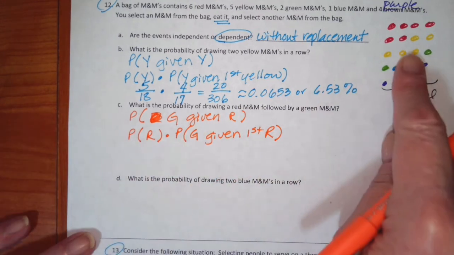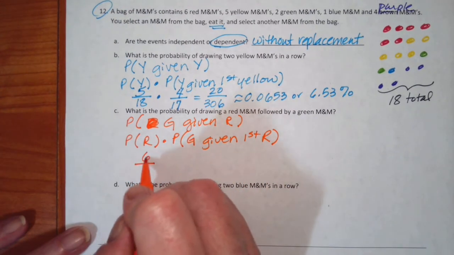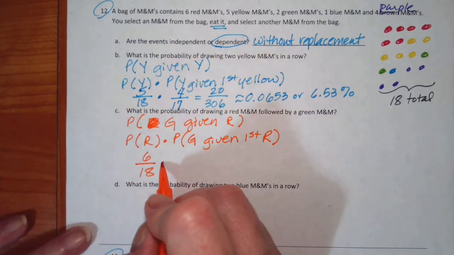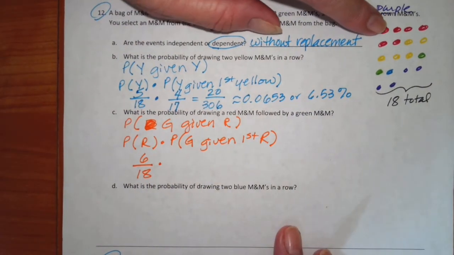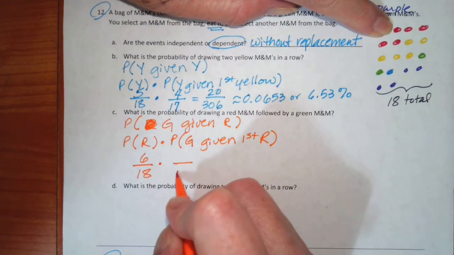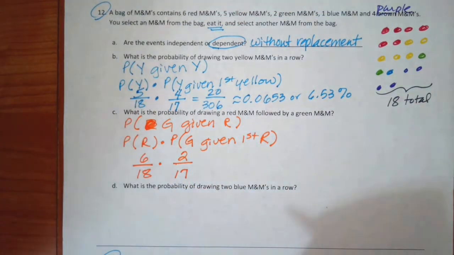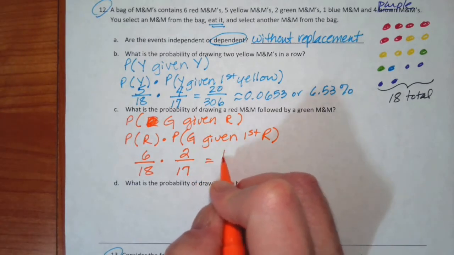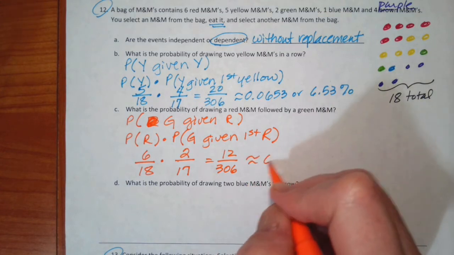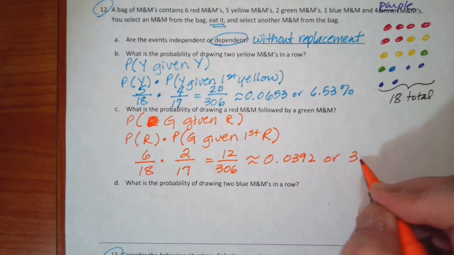All right, so the probability of a red, we're starting out with a full bag. We have 6 out of 18. All right, then look at the green. I've got a red one that is gone. So now I only have 17 M&Ms left in the bag, and there are 2 greens. So this becomes 12 out of 306, which is 0.0392 or 3.92%.